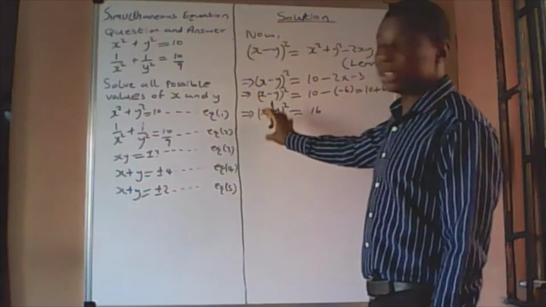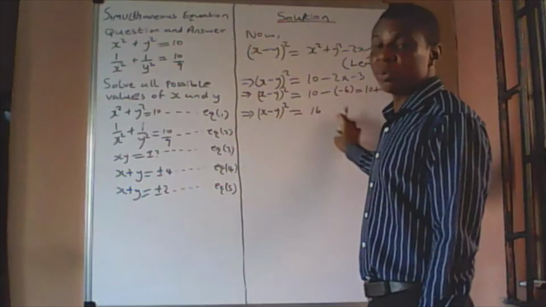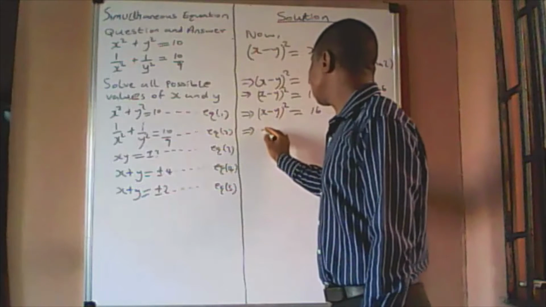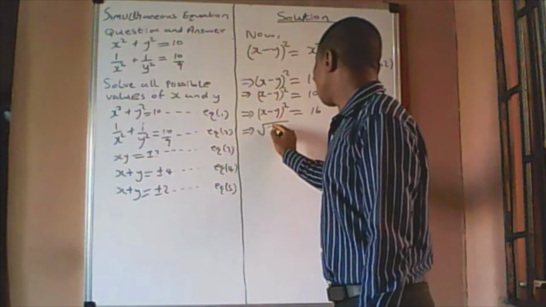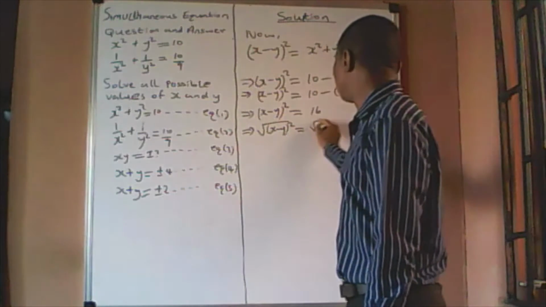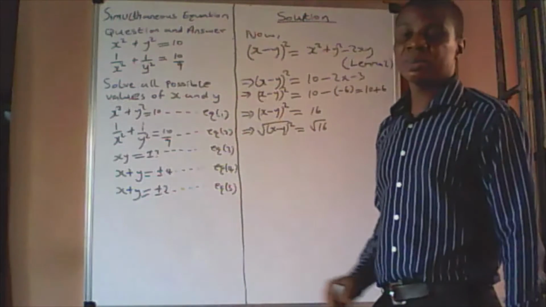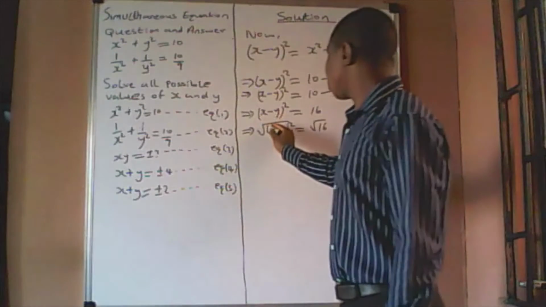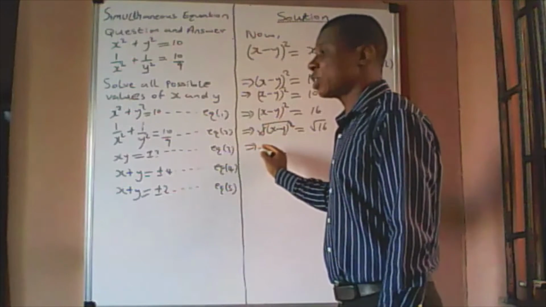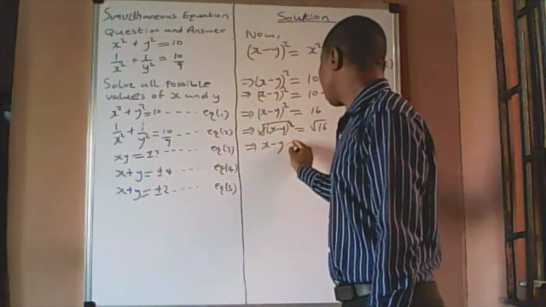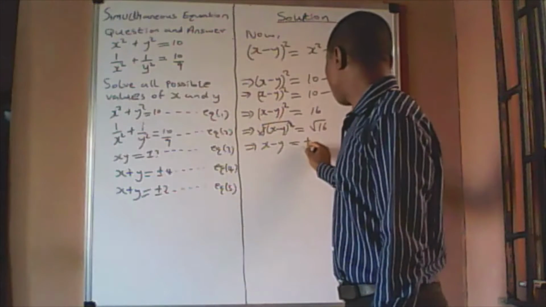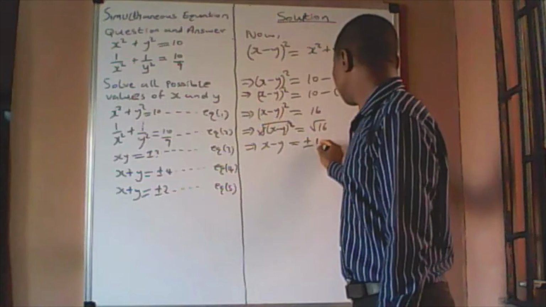Now I'm going to take the square root of both sides of the equation. We get, it implies the square root of (x minus y) all in parentheses power 2 is equal to root 16. The square root and the square cancel, and we get x minus y equal to root 16, which is plus or minus 4.